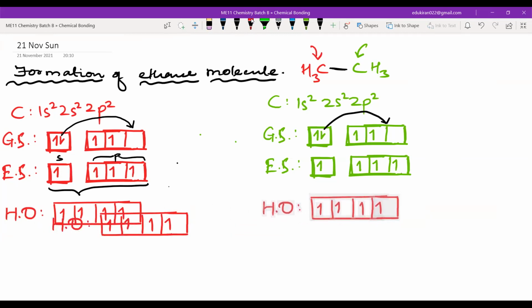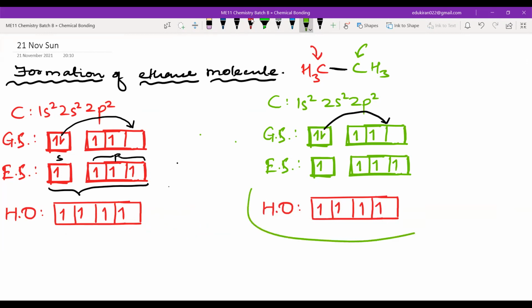The same will be the case for the green one. I have to just make it green. And I hope if I erase these parts, you'll still find that this is hybrid, this is excited state, this is ground state, correct?